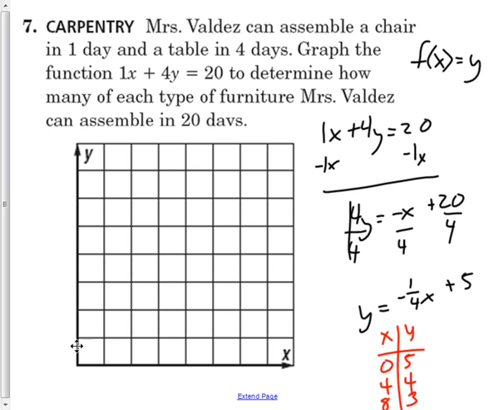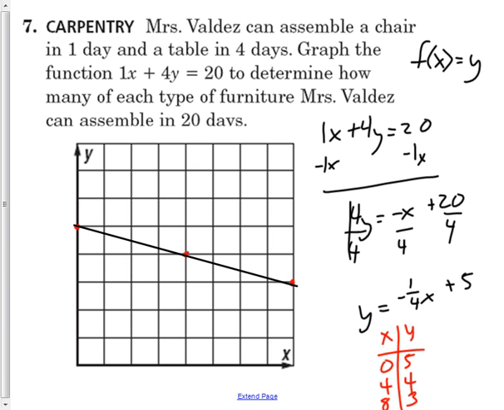so far. So 0, 1, 2, 3, 4, 5 would be right here. And then 1, 2, 3, 4, 1, 2, 3, 4 would be right there. And then 8, 5, 6, 7, 8, 1, 2, 3 would be right there. And we can go ahead and graph this. Be just like that. Okay, and so this is the graph that represents how many of each type of furniture Mrs. Valdez can assemble in 20 days.